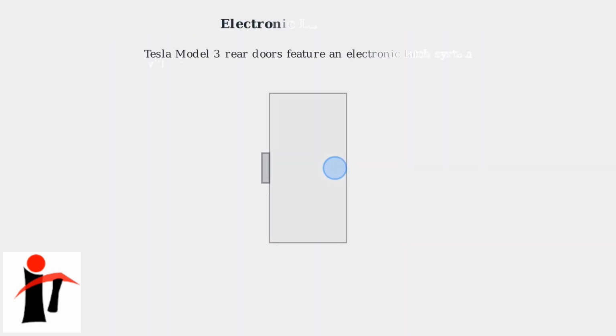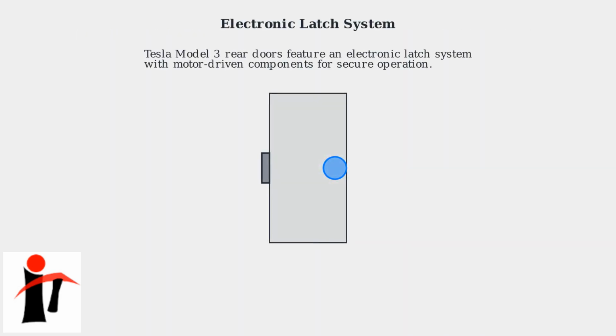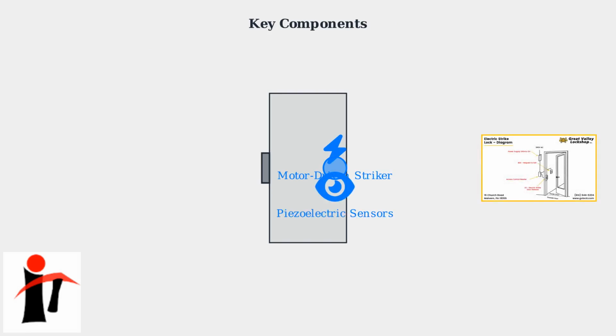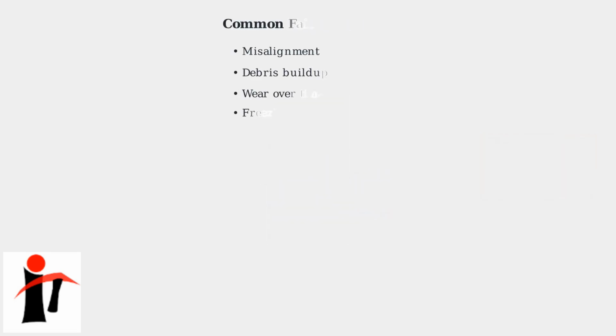The Tesla Model 3 rear doors use an electronic latch system that combines motor-driven components with sensors for smooth and secure operation. The system includes a motor-driven striker that moves to secure the door and piezoelectric sensors that detect door position and pressure for precise operation. Latch failures can occur due to misalignment, debris buildup, natural wear, or freezing conditions that affect the sensors and motor.